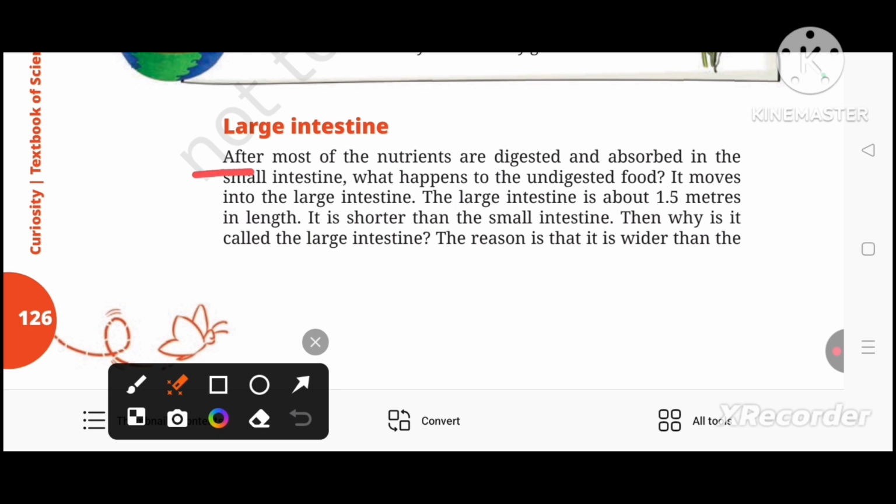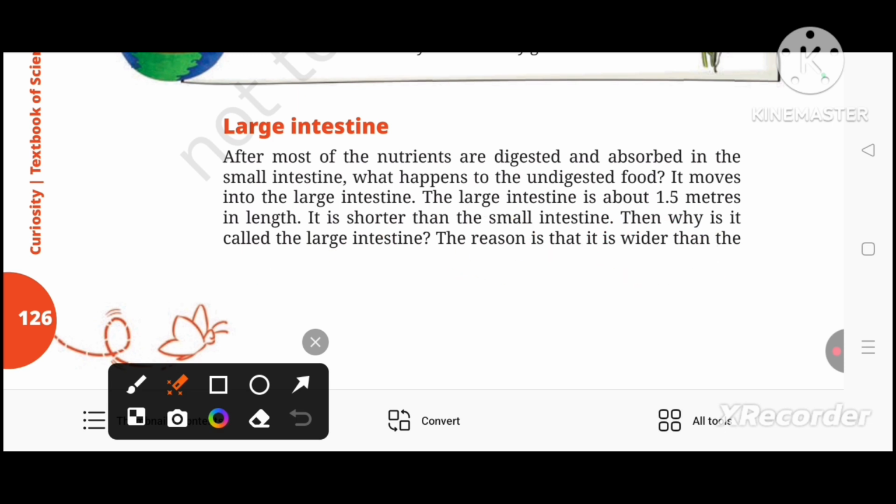After most of the nutrients are digested and absorbed in the small intestine, what happens to the undigested food? It moves into the large intestine. The large intestine is about 1.5 meters in length, shorter than the small intestine. Then why is it called the large intestine?